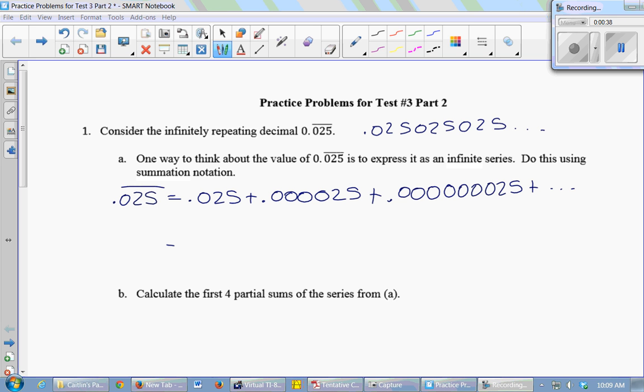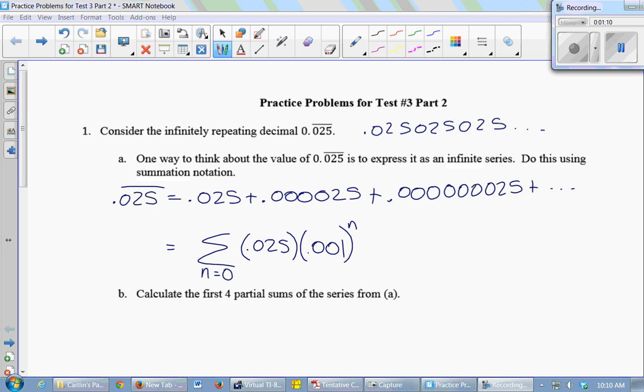All right, so if I wanted to put that into summation notation, I start with 0.025 and then I multiply each time by 0.001. So I'm going to do that to the n, and then I'm going to start my n values at 0. That way, when I plug in my first n value, the 0.001 term is 0.001 to the 0, which is just 1, and I get my 0.025 as my first term.